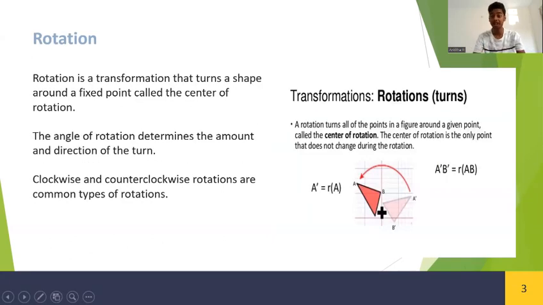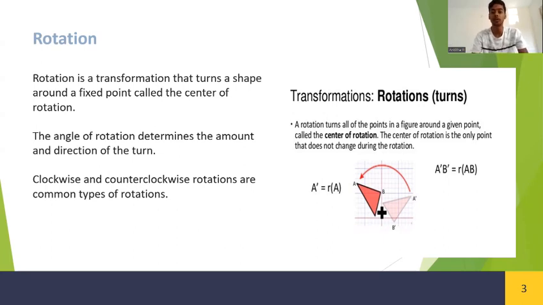Now coming to the rotation in maths, what does it mean? Rotation is a transformation that turns a shape around a fixed point called the center of rotation. If we consider a ball kept at the center, that is the fixed point, and it will be rotating. That is the rotation.